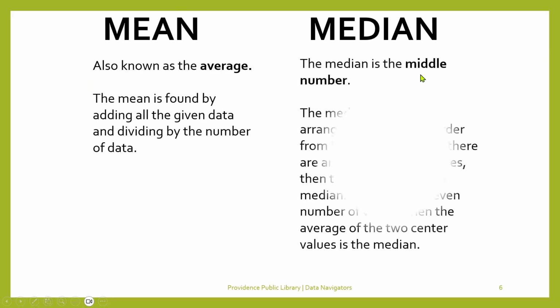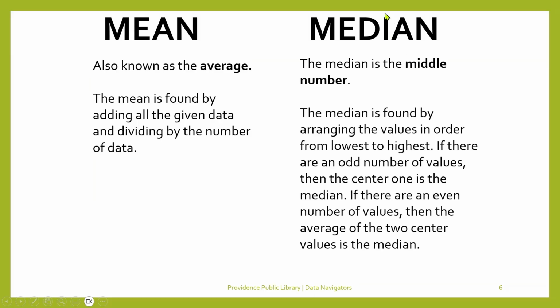And then median. What is the median? Median is the middle number. Median is found by arranging the data in order, either lowest to highest or highest to lowest, ascending or descending. If it is an odd number, then the center one is the median. If it is an even number, find the average of the two center values, and that will give you the median.